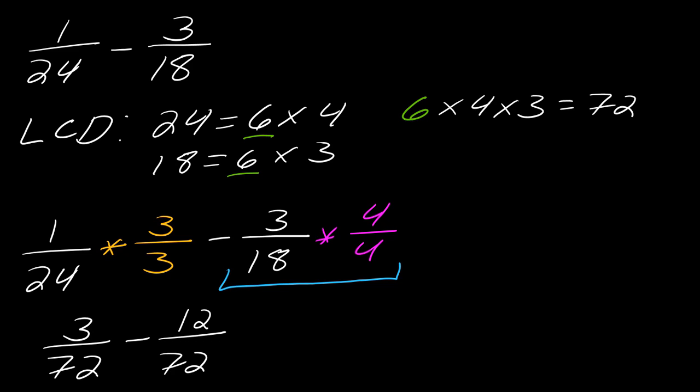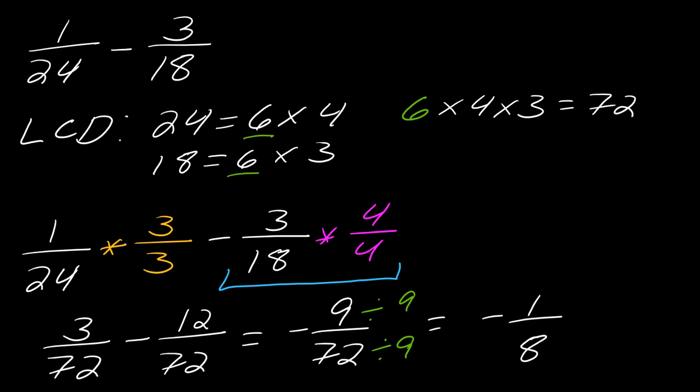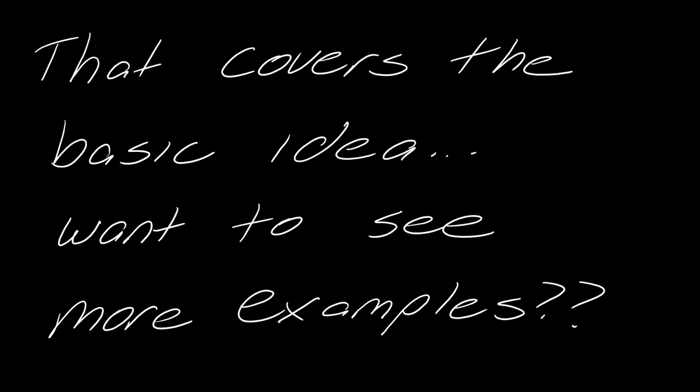So now I can finish the math here. 3 minus 12 is negative 9, so this is negative 9 over 72. And then notice from here, I can actually divide the top and bottom by 9, so this all simplifies to negative 1/8. So that covers the basic mechanics and idea behind this.